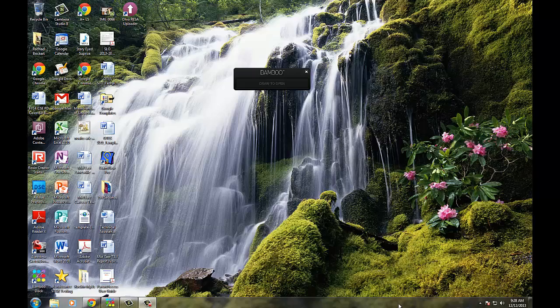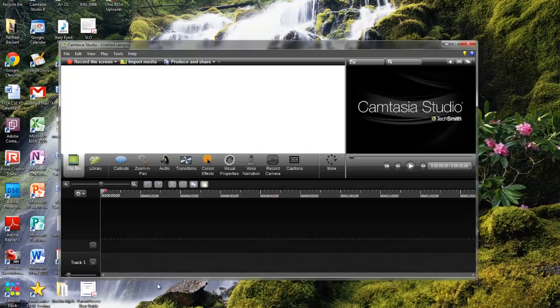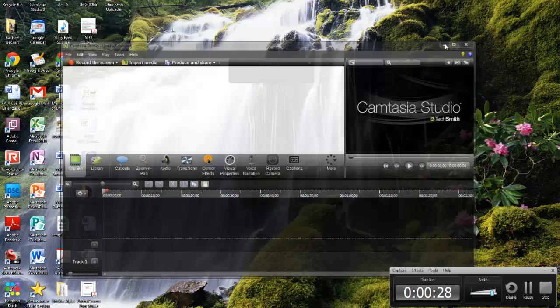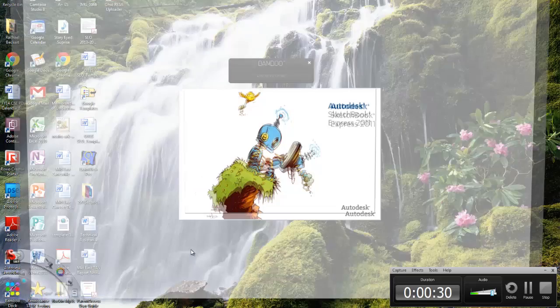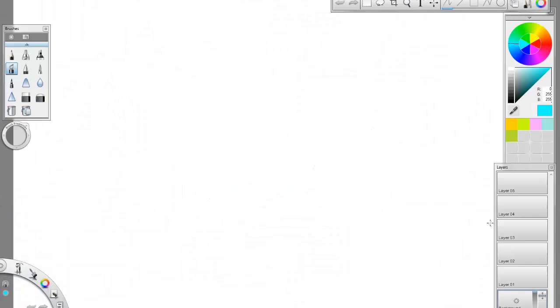And I want to show you how to set this whole shebang up running from the desktop. This is Camtasia. It is currently running right now. I am filming right now, and you can see the audio level doing its thing right there. Check. Okay. So we'll minimize that. We'll start up Sketchbook Express, and I'll show you just how fast I can set this thing up.